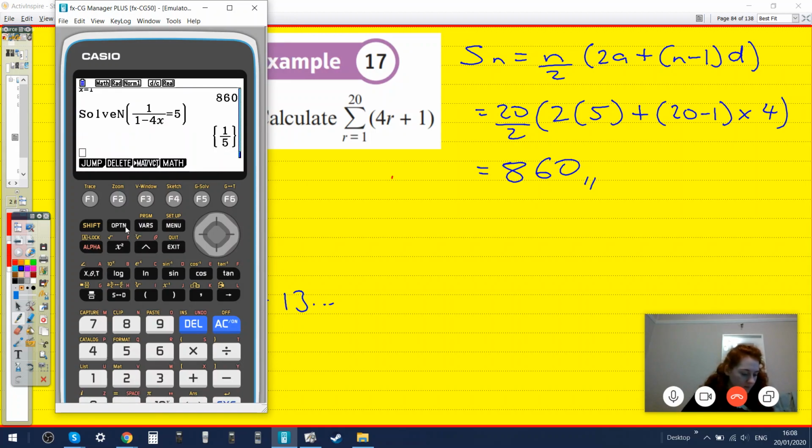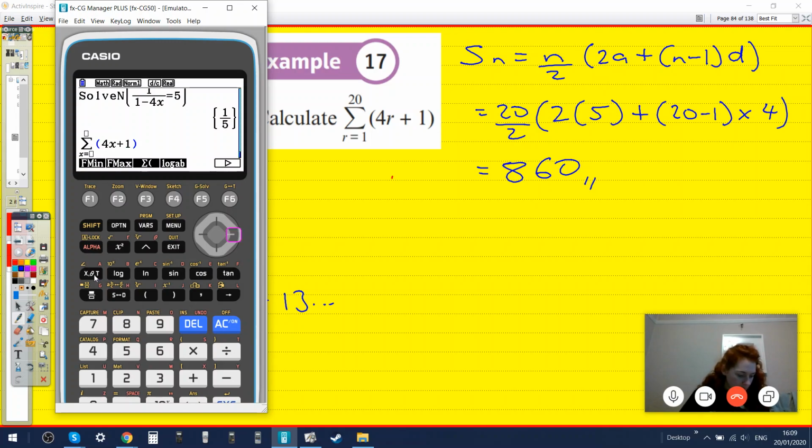Let me see. I believe then it is option, F4 for calculate, F6 for write, and then F3 for sigma. Oh, okay. And so you can use any letter. I'll just use X because it's the easiest. You could use R if you wanted. Okay.